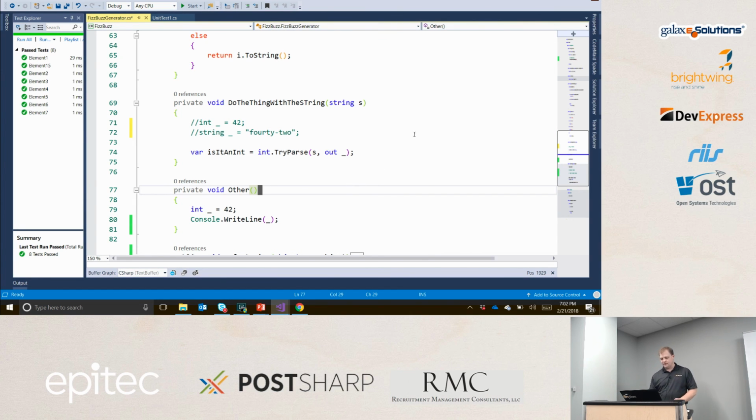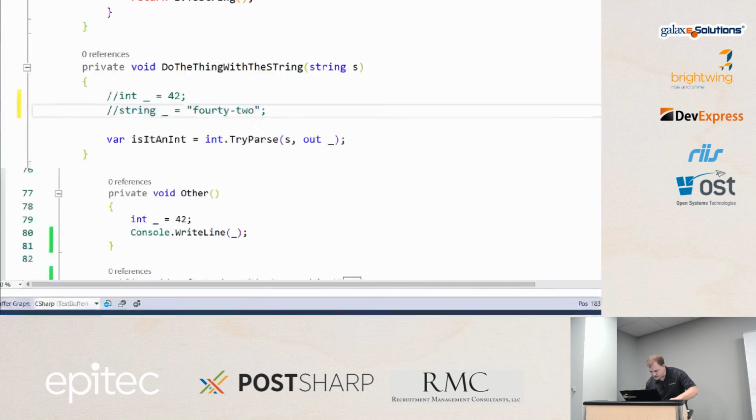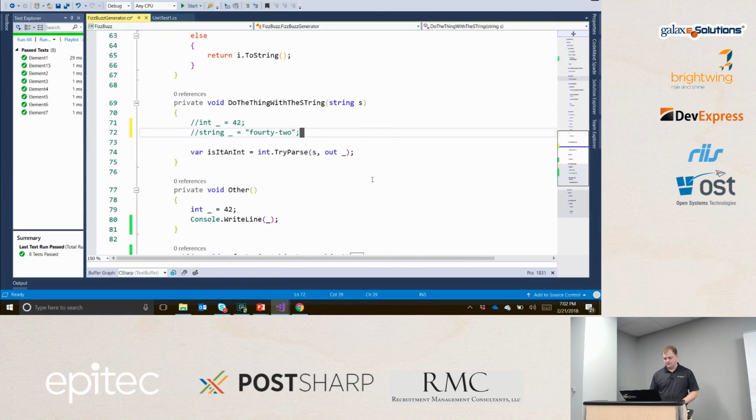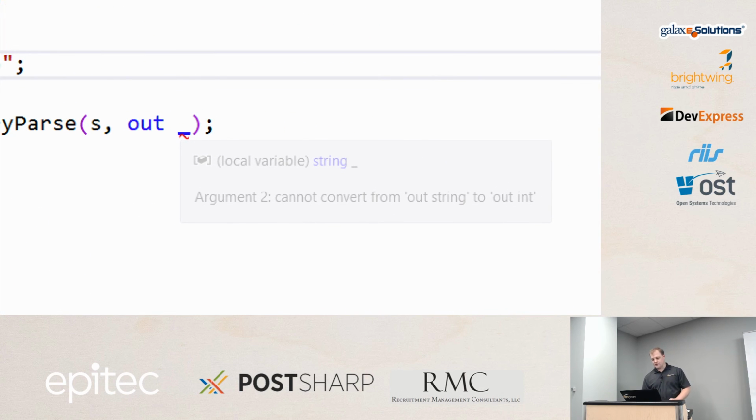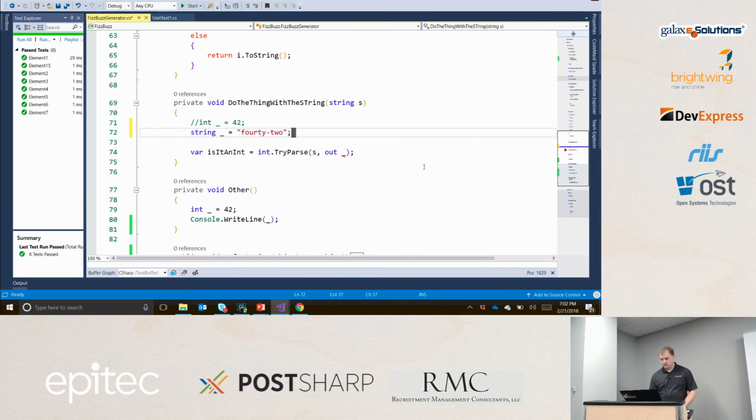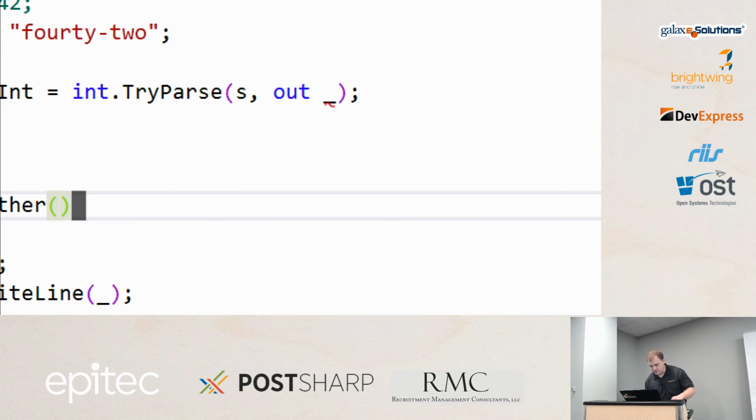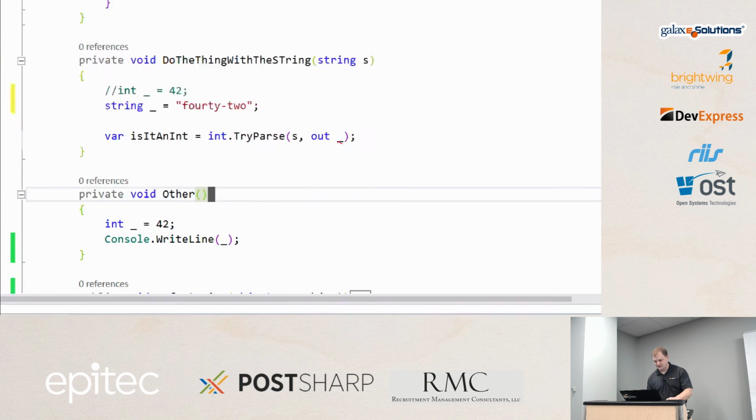Whereas if that's commented out, I guess the highlight doesn't change. It's now the discard operator. I was trying to see if it was or not. I don't think it is. That's kind of disappointing. If I have a variable of type string, also named underscore, this is now a compiler error because it can't convert from out string to out int. That's the red squiggly you're seeing.